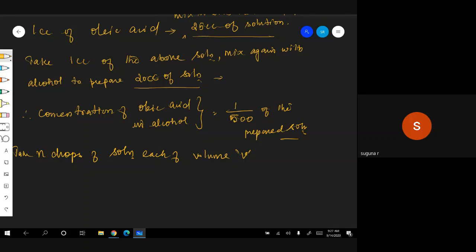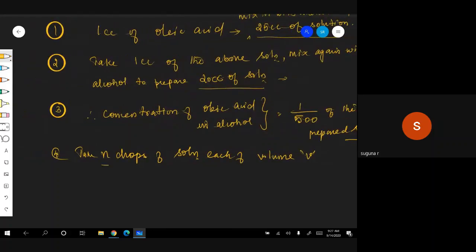Therefore, how many droplets are there now? N drops you have counted, and each of volume V, that you don't know. What is the volume of each drop? You don't know, but how much volume you have taken, you know. Initially, you have taken a very slight amount of the solution through the pipette, so you can readily find out the volume from the measurement on the pipette.